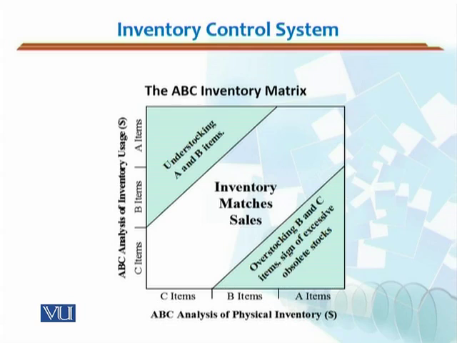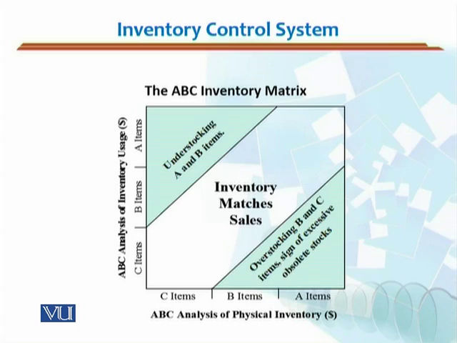Now, you would like to have that, ऐसा होगा आपके पास, लेकिन the above situation and the lower situation, these situations can also arise. That is, the understocking of A and B items. That means आपके पास shortage हो गई है A और B items की, या more specifically, you have the shortage of A items. और इसके नीचे जो situation है, inventory matches sales के जो नीचे आपके पास situation है, that is about the overstocking of B and C items. That is also a sign of excessive obsolete stock.